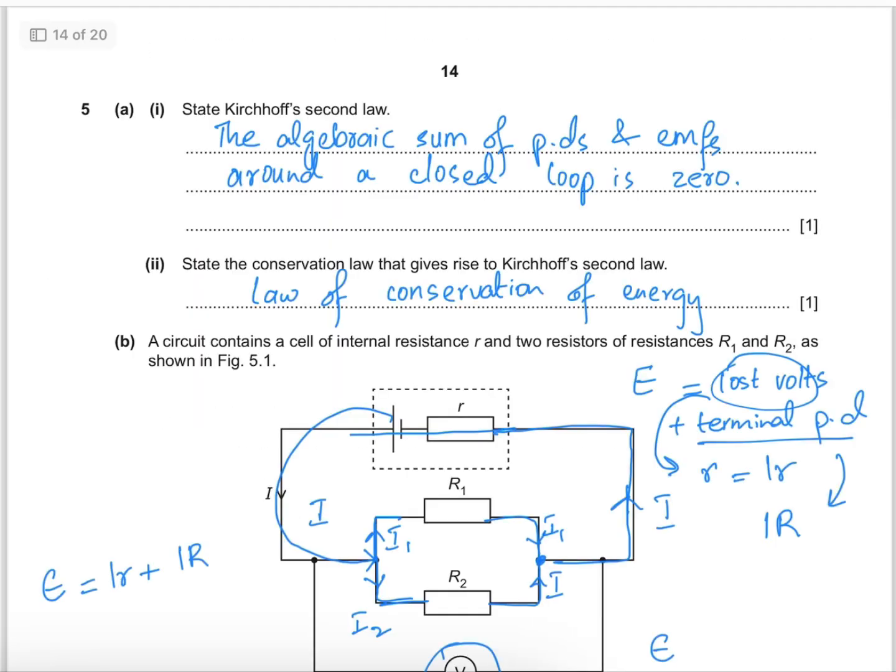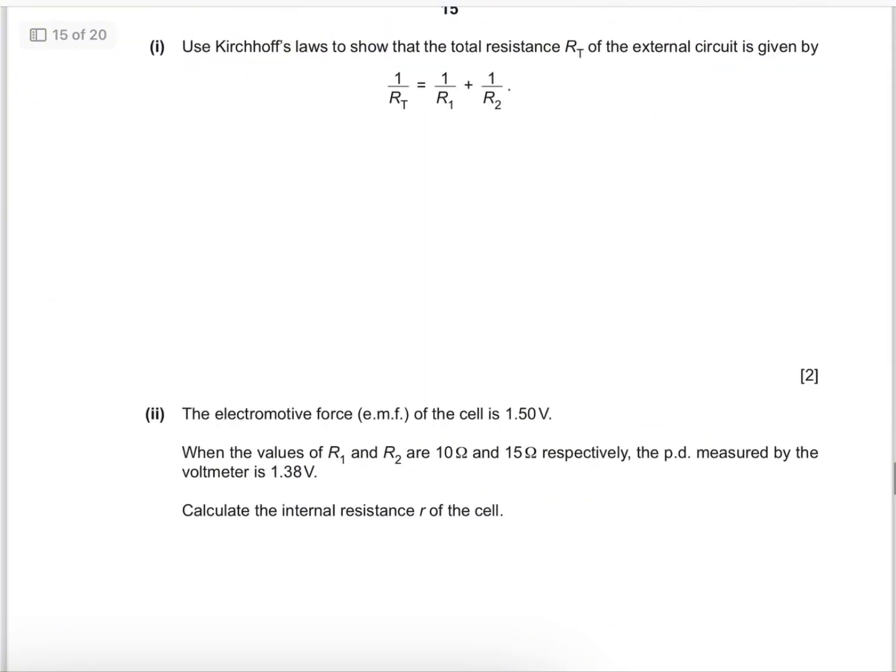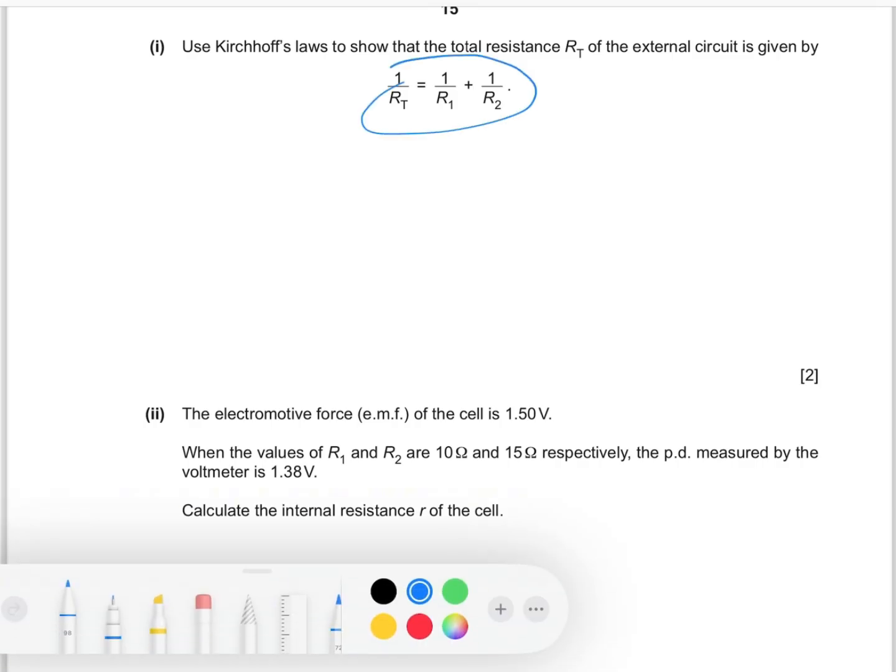Now that we have an understanding of the circuit here, we can move forward using Kirchhoff's laws to show that the total resistance of the external circuit is given by this formula here. Alright, according to Kirchhoff's first law, the total current is divided between R1 and R2. Therefore, the total current is equal to the current in the first resistor plus the current in the second resistor. And then we have Ohm's law, which states that V is equal to IR. Therefore, current is equal to the potential difference divided by the resistor.